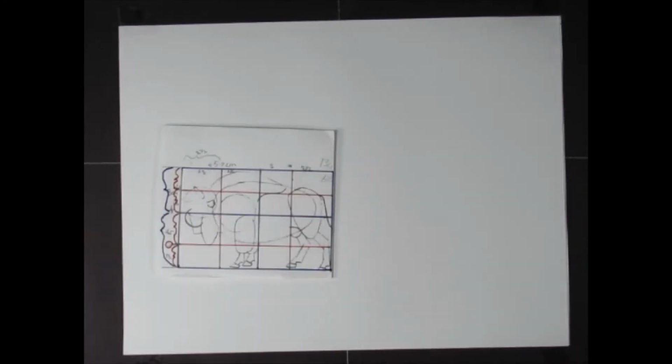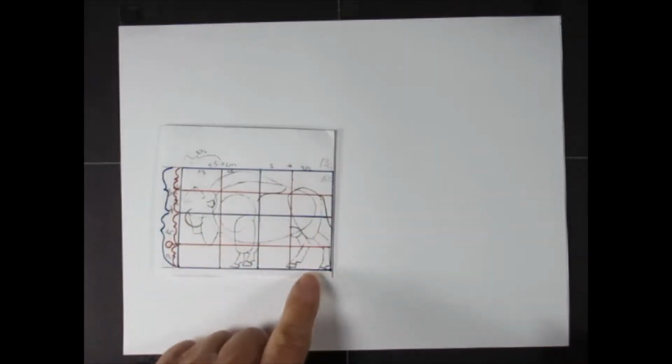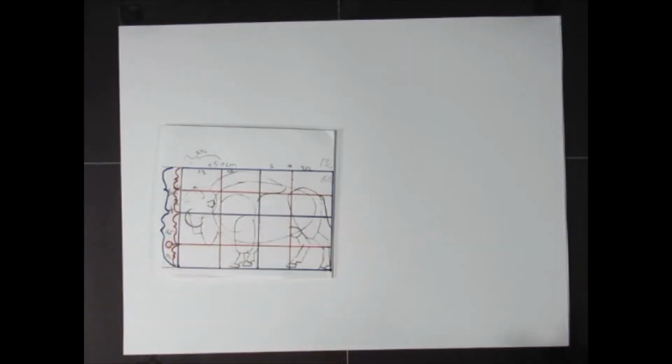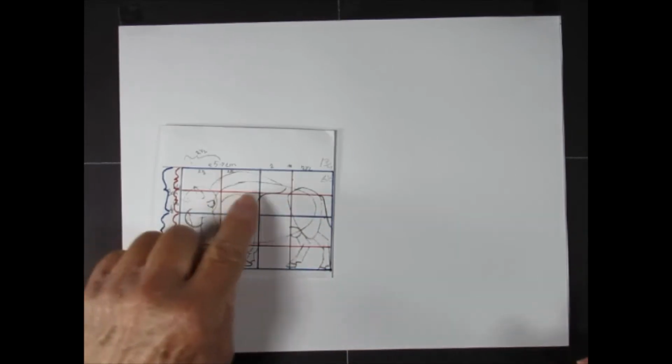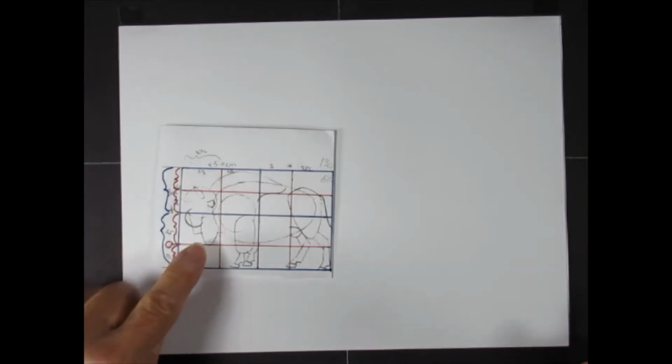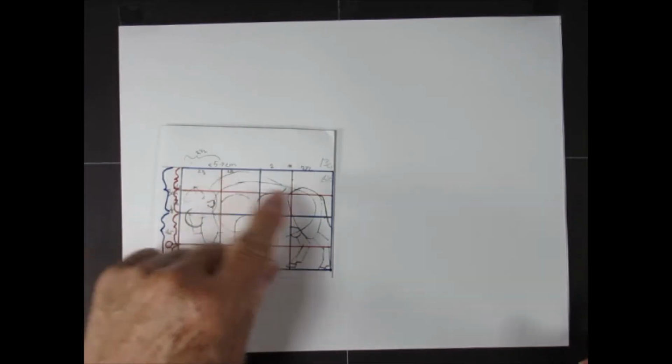We need to do all these measurements like we have here. I've done some blue lines, the contour, the outline, the major parts, and then divided into red line segments. They're not lines, they're line segments, so that it will help us.